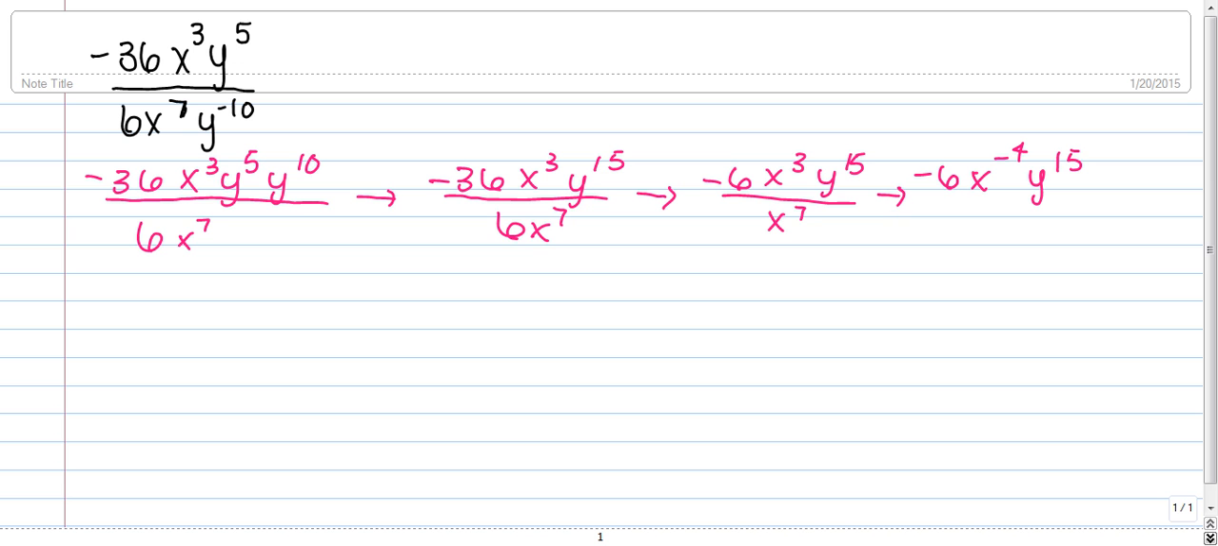I have a negative exponent, so in order for it to be completely simplified, we shouldn't have any negative exponents. So for my final answer, since this is negative, it's considered to be in the numerator. This is understood to be over 1. So that means since it's negative and in the numerator, I will move it to the denominator, giving me my final answer, which is negative 6 y to the 15 over x to the 4. So the answer for negative 36 x cubed y to the 5th over 6x to the 7th y to the negative 10th is negative 6y to the 15 over x to the 4th.